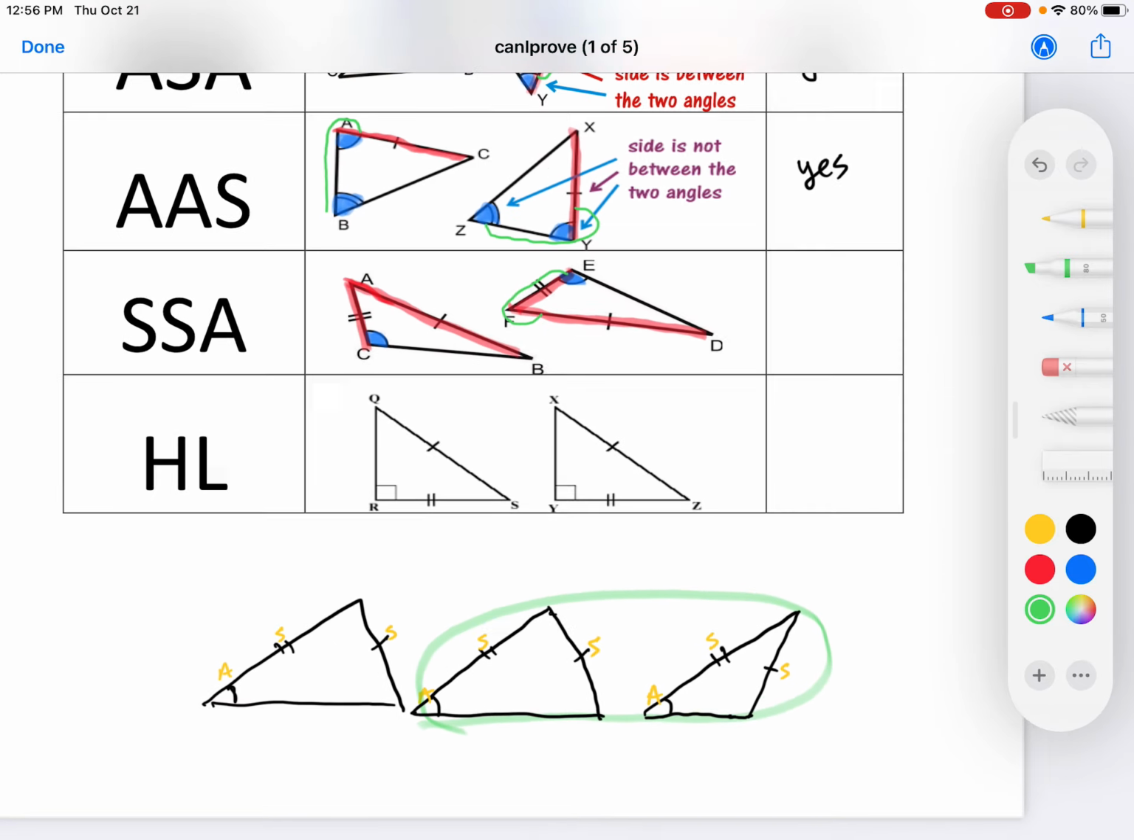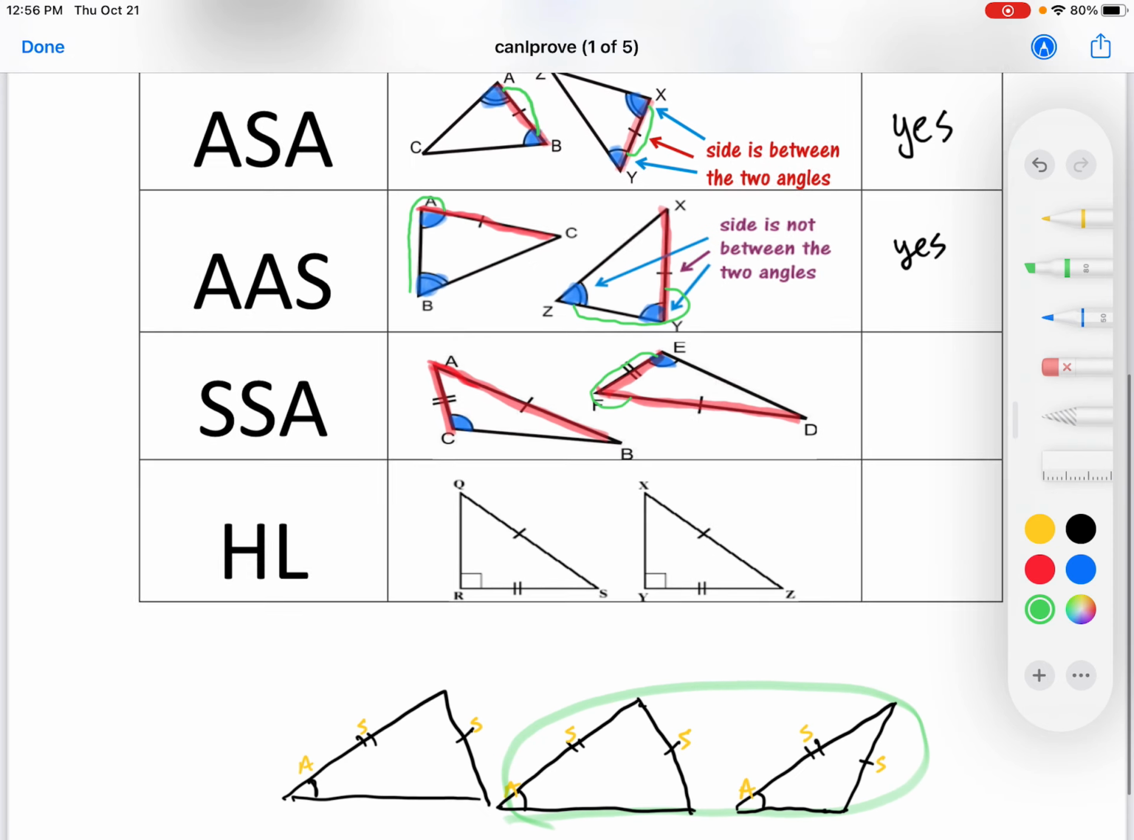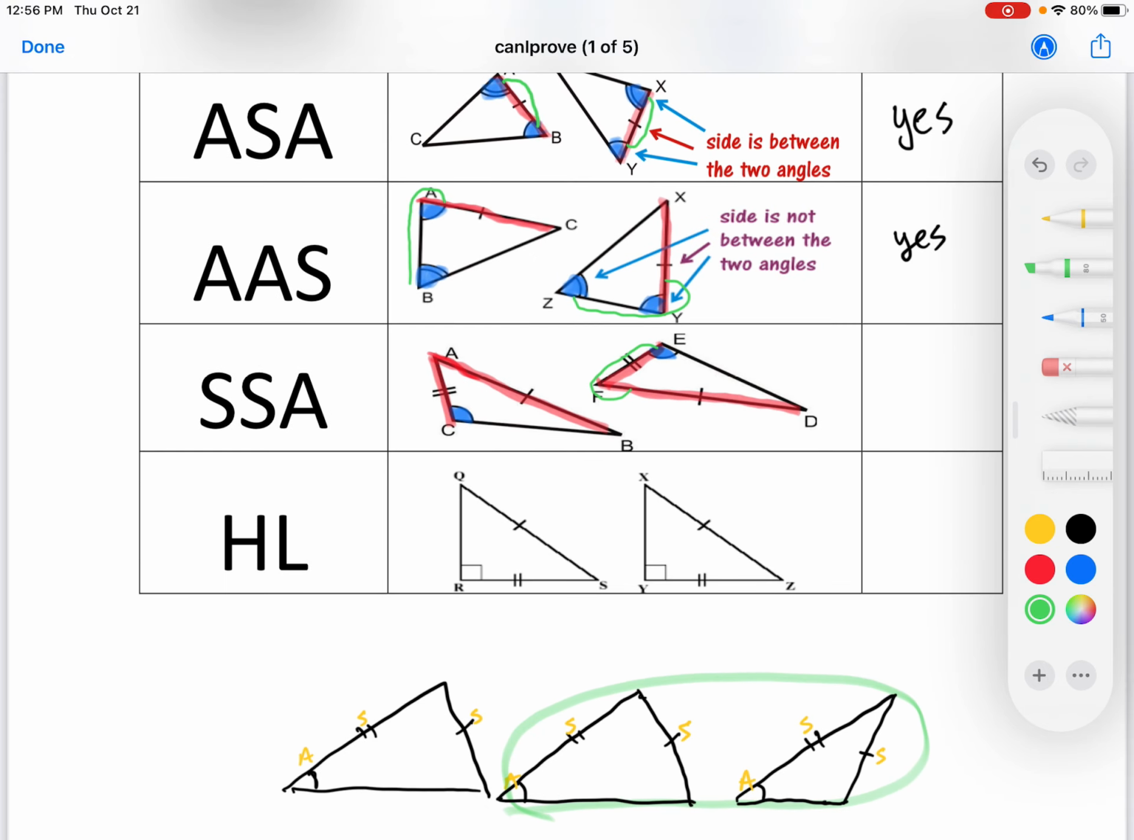You cannot necessarily say that SSA is going to work for every single one. And so for that reason, we're going to write no in that column right there. Okay, if you have an SSA situation, you cannot use that to prove congruence. And so if your diagram gives you two triangles with two sides and an angle congruent, but the angle's not the one in between, you again need to put, for your answer, that NEI because you do not have enough information to show if they're congruent or not.